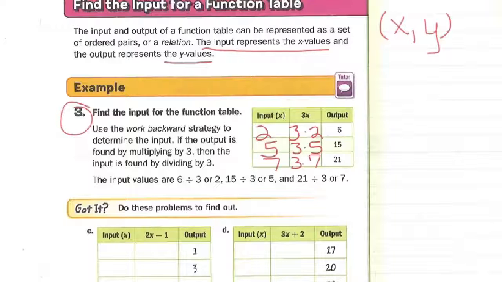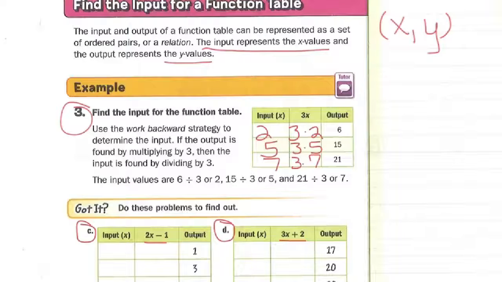Okay, let's try these problems right here, C and D. I'd like you to try these on your own. Now these get a little bit trickier because you have a two-step equation. You have 2x minus 1, and over here 3x plus 2. So these are a little harder, so I might help you out with the first one.